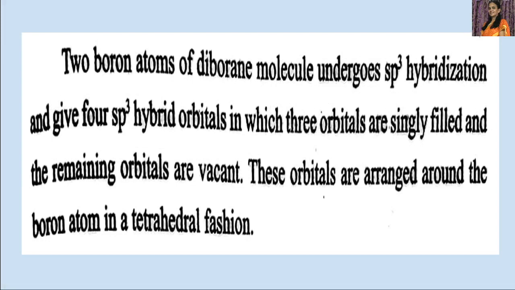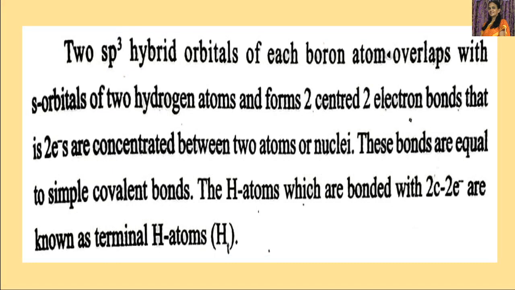So here we have to remember the hybridization. The two boron atoms of the diborane molecule undergo sp3 hybridization and give four sp3 hybrid orbitals, in which three orbitals are singly filled, that is half filled, with one electron, and the remaining orbital is vacant. These orbitals are arranged around the boron atom in a tetrahedral manner due to sp3 hybridization.